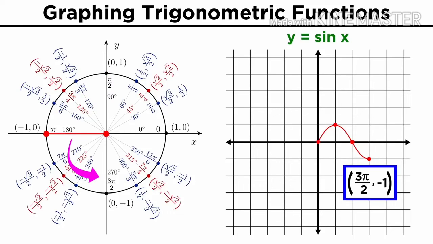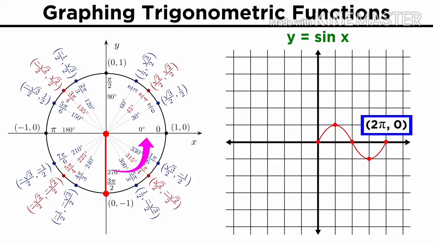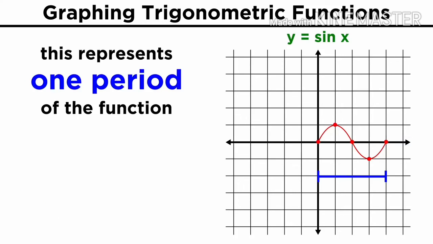Now, as we enter quadrant 3, we start to get negative values for the y-coordinate, and thus negative values for sine x. These will be the same values as the first 2 quadrants, just negative, until we get to -1. And then, moving through the 4th quadrant, we get back to 0. So there is the graph of y equals sine x for one period of the function.